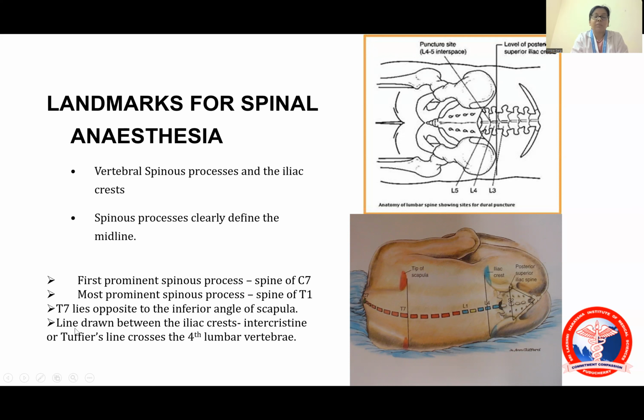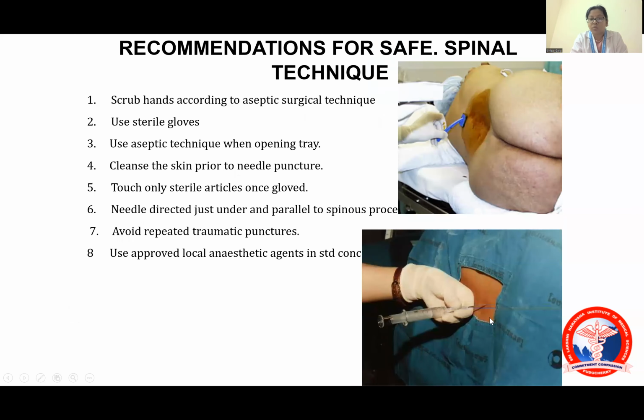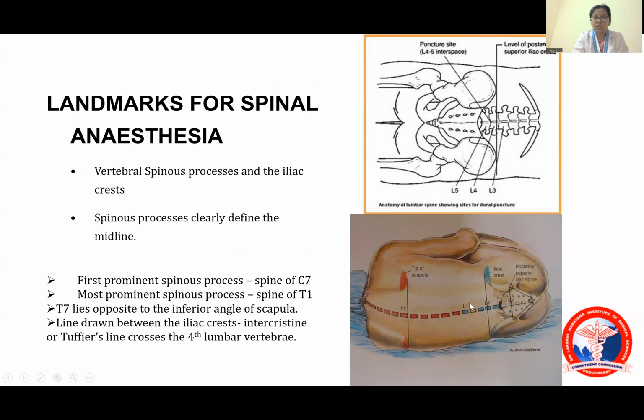And the most important landmark for spinal, Tuffier's line or intercristal line, that is the line drawn between the iliac crests. Mostly in adults, it corresponds to L4 vertebral body or L3-L4 space.